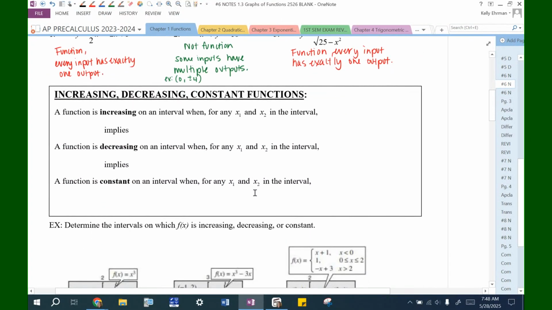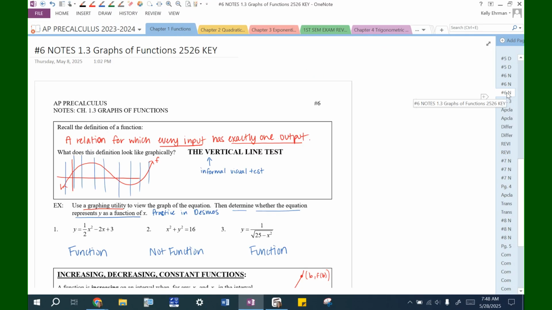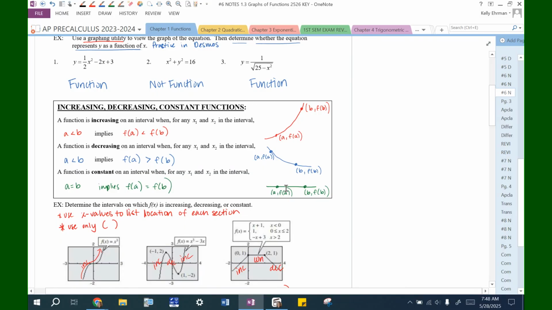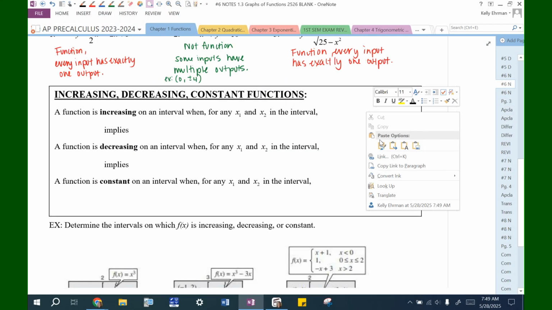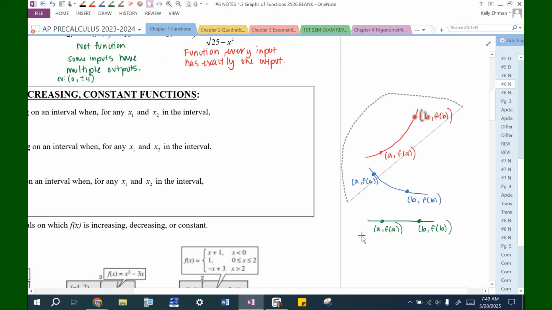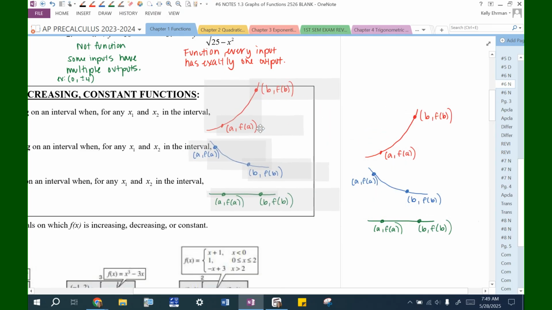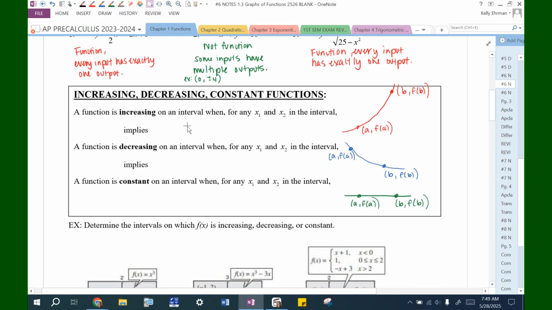Okay, increasing, decreasing, or constant functions. I think I already have pictures that I left on here for you. Did I do that? I thought I left these in here for you. So that I have the same picture, I'll do a quick copy, paste that out here, drag it over. Okay, magic.